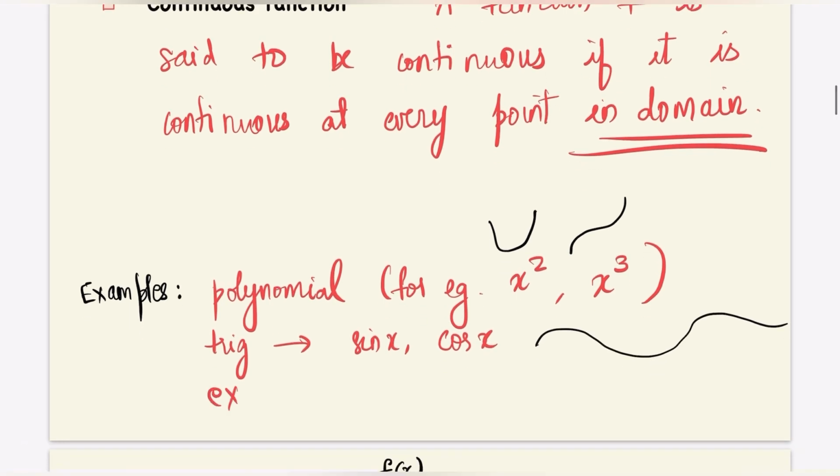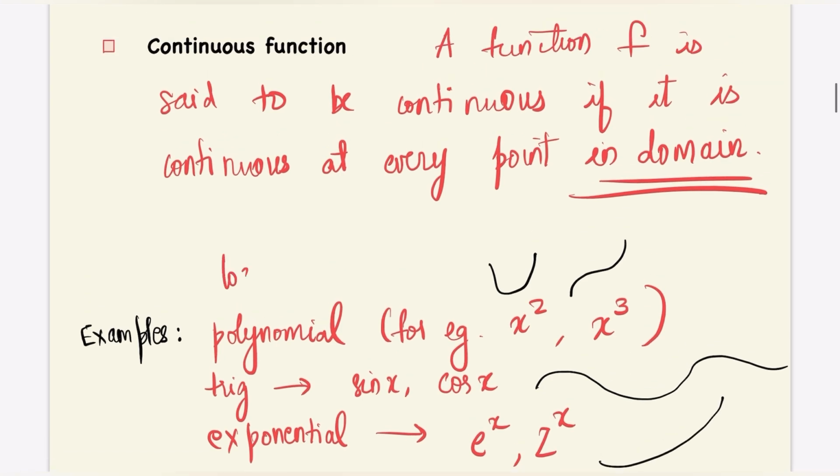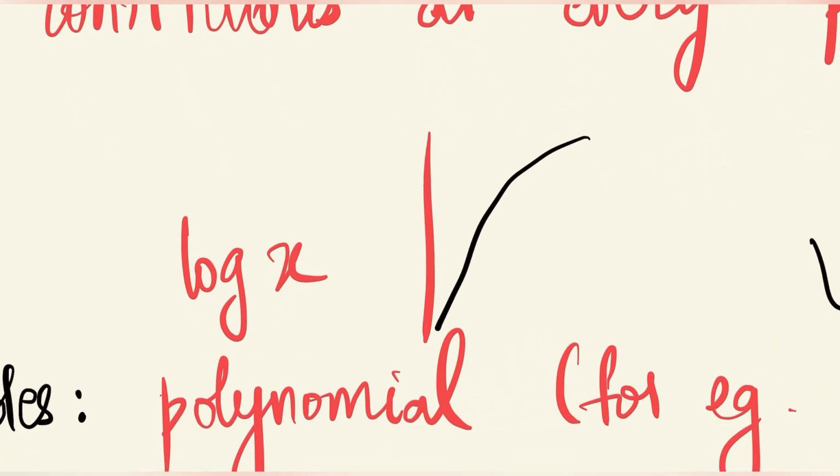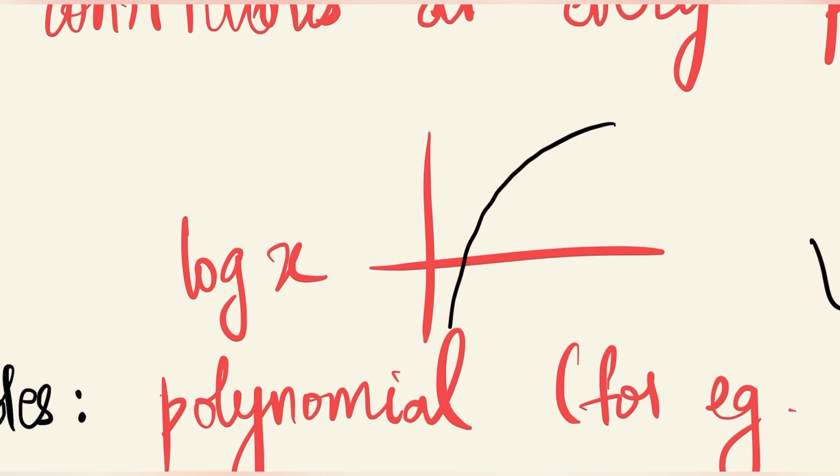Another category of continuous functions are the exponential ones, e raised to x or 2 raised to x, etc. These look like this. I missed one more very important continuous function. It is log x. If this is the x-axis, then the function log x looks like this. You see that it does not break at any point in the domain.